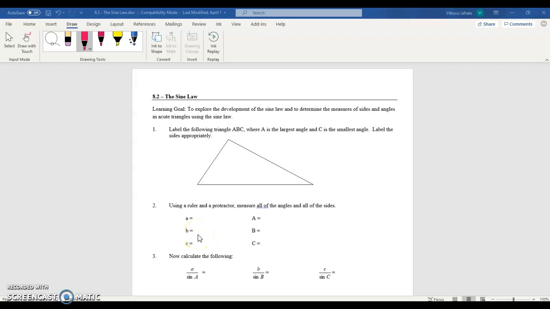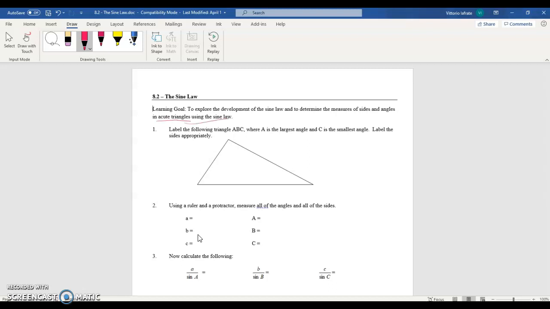This is lesson 8.2. We're going to be studying the sine law. The sine law is another trig formula that you can apply in a different situation. So our learning goal is to apply the sine law in acute triangles. So what does this all mean?